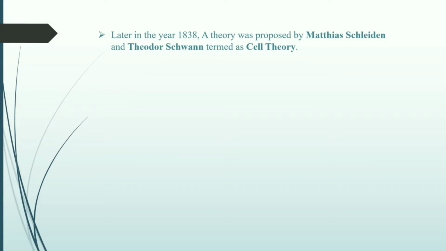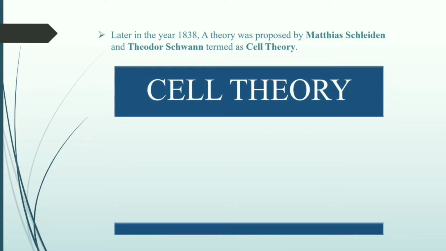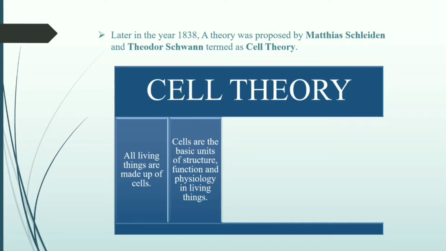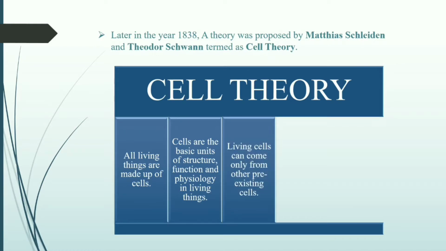Considering his work, later in the year 1838 a theory was proposed by Matthias Schleiden and Theodor Schwann, termed as cell theory. This theory was composed of certain terminologies. All living things are made up of cells. Cells are the basic unit of structure, function and physiology of living things. Living cells can come only from other pre-existing cells. These three terminologies were universally accepted.